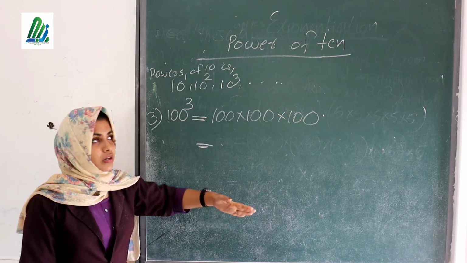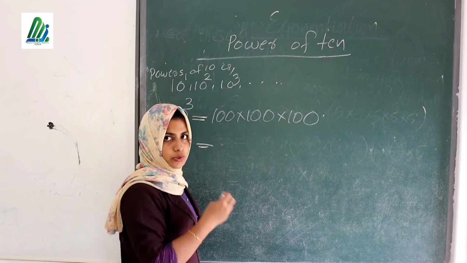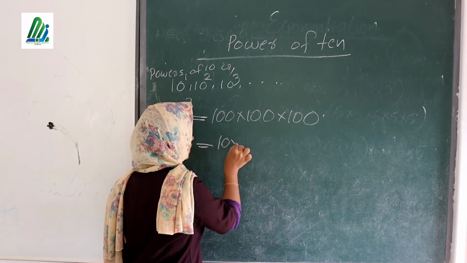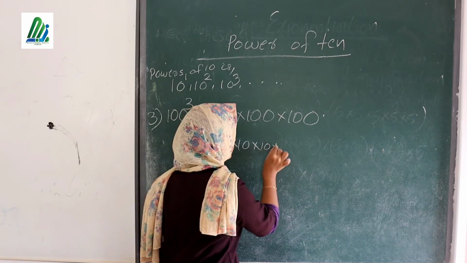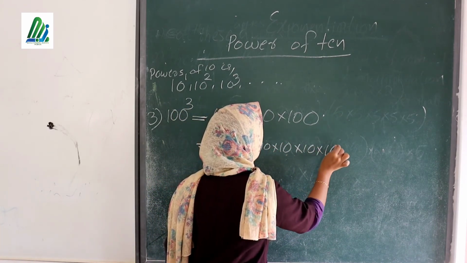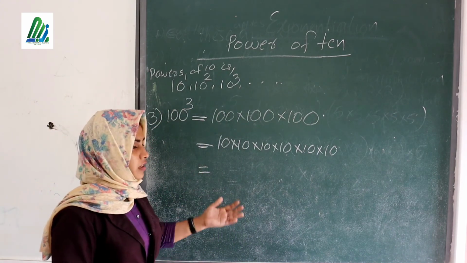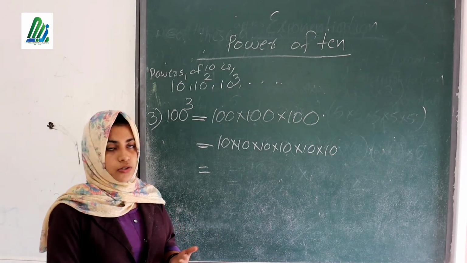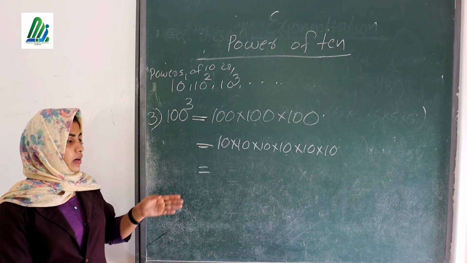We convert 100 in terms of 10. So 100 means 10 into 10. 100 means 10 into 10, and here also 100 is 10 into 10. So when we convert all the numbers in terms of 10, we can very easily find the power of any number. Just convert into 10.